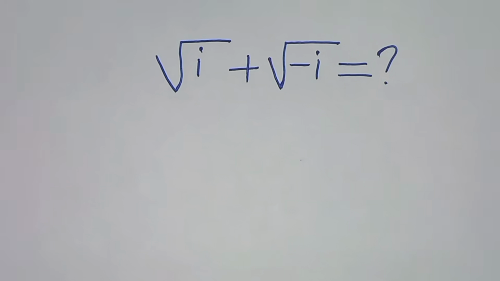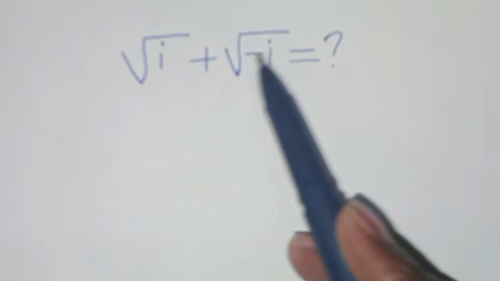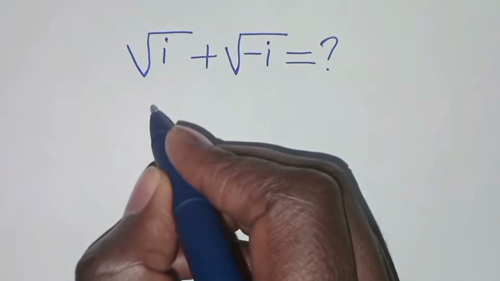Hello everyone, you're welcome to solve this month's Olympiad problem, which is the square root of i plus the square root of minus i. So now, the solution to this.